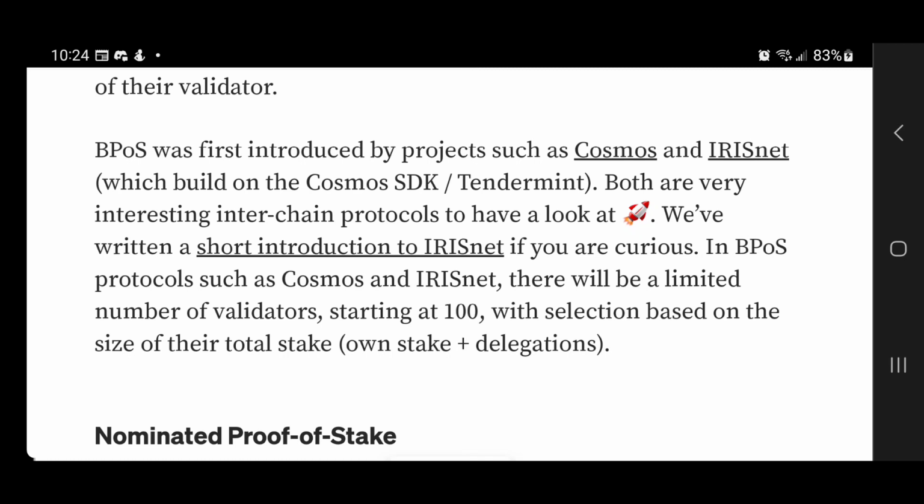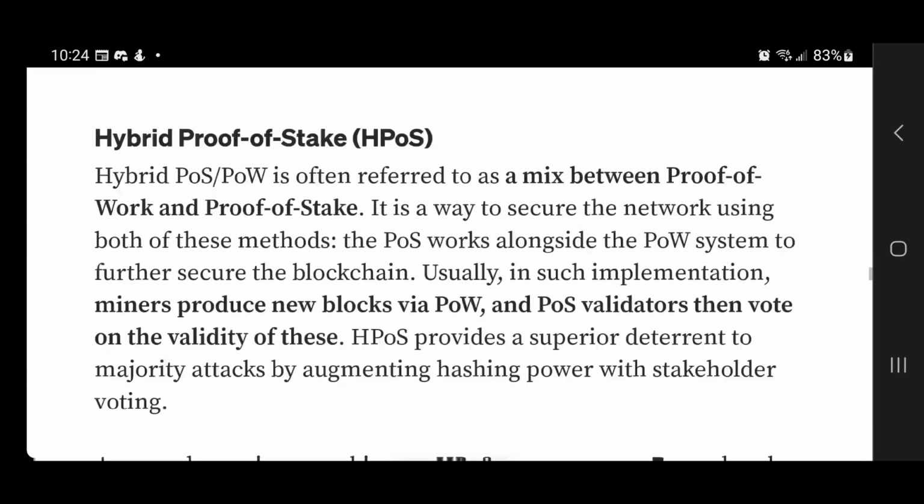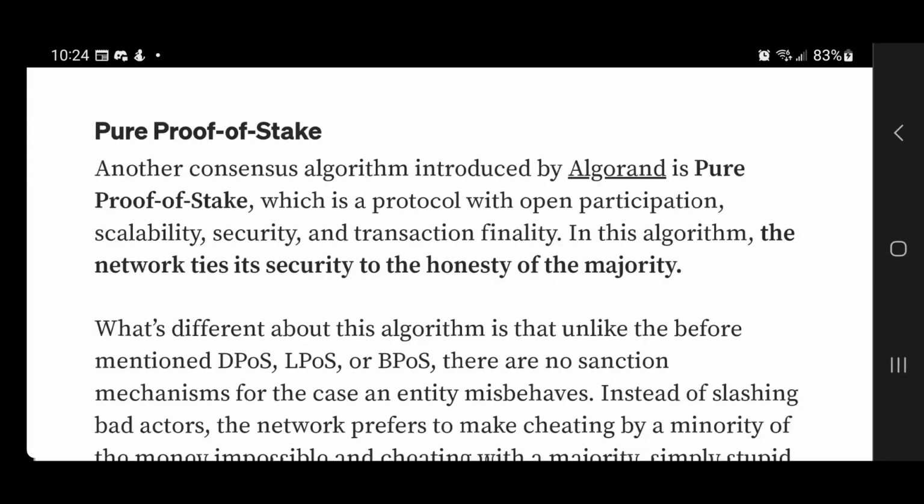So then there's also a nominated proof of stake. There's a hybrid proof of stake. Pure proof of stake, they reference Algorand on that one. A leased proof of stake.